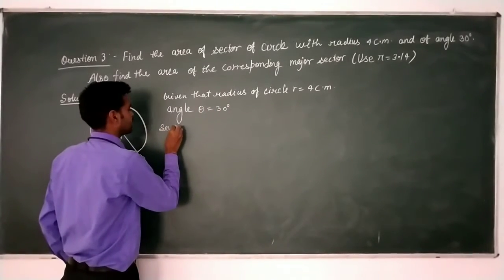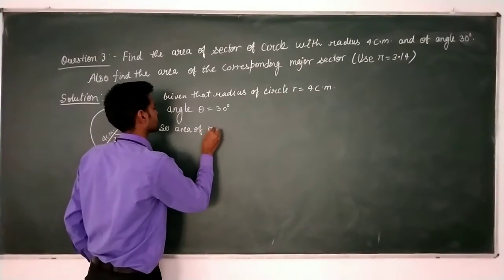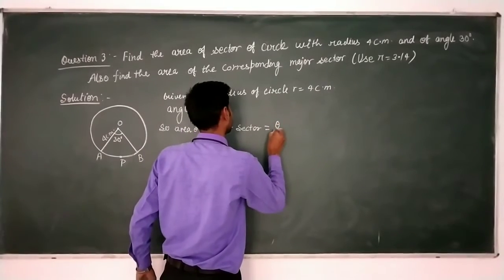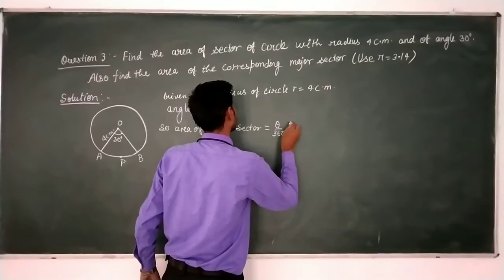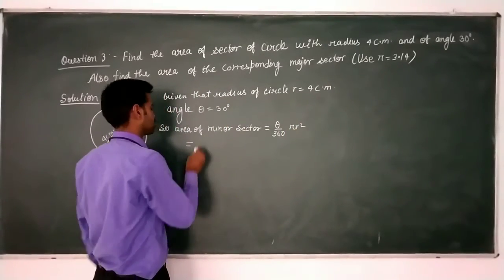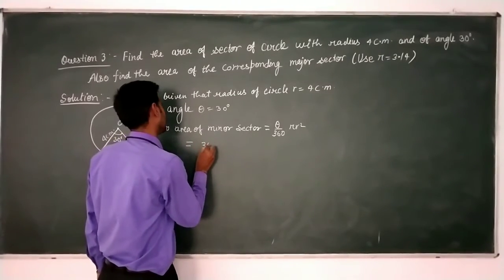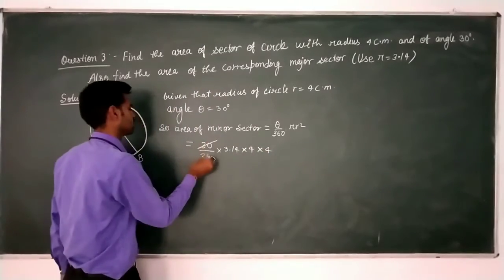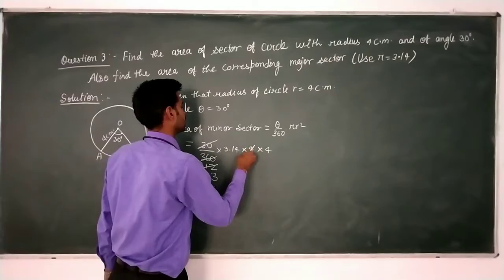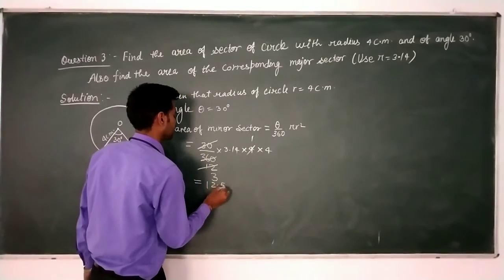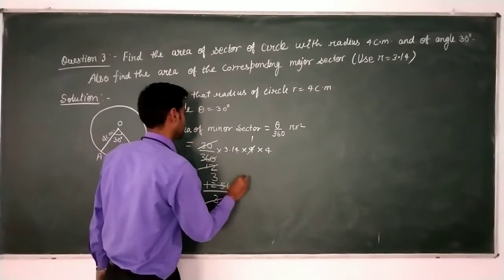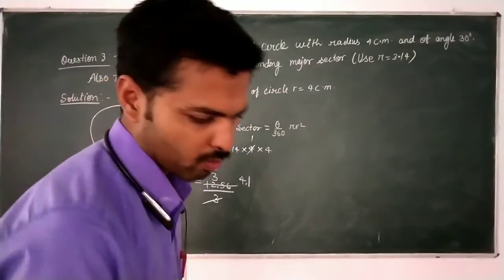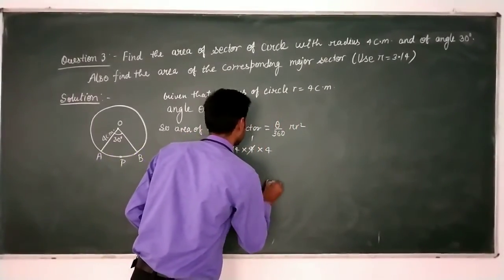So, the area of the minor sector is equal to theta upon 360 degree times pi r square. Put the values of theta, small r and pi. It is 30 upon 360 degree into 3.14 into 4 into 4. 12 times 4, 3 is 12, 4 1 is 4. 12.56 upon 3, 4.19 centimeter square.